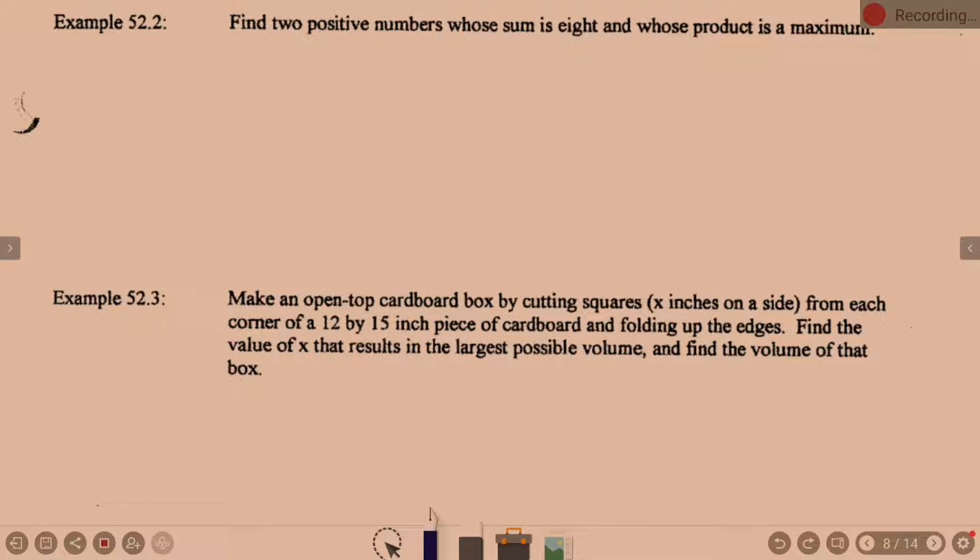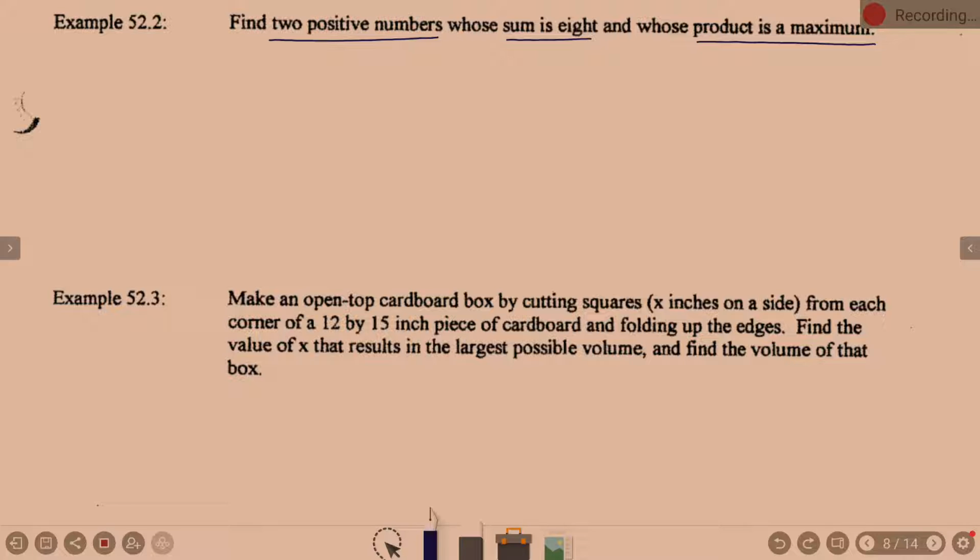Okay. Example 2. Find two positive numbers whose sum is 8 and whose product is a maximum. So, two positive numbers, sum is 8, product is a max. That's the information I see. So, two positive numbers whose sum is 8. What equation can be written to connect those? X plus Y equals 8. Easy enough?